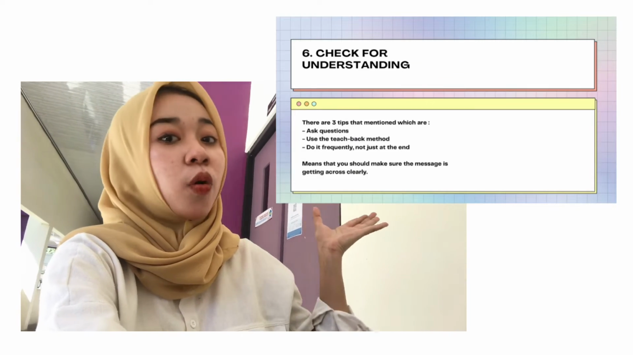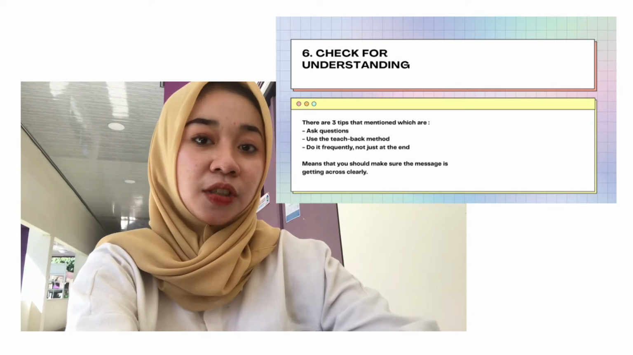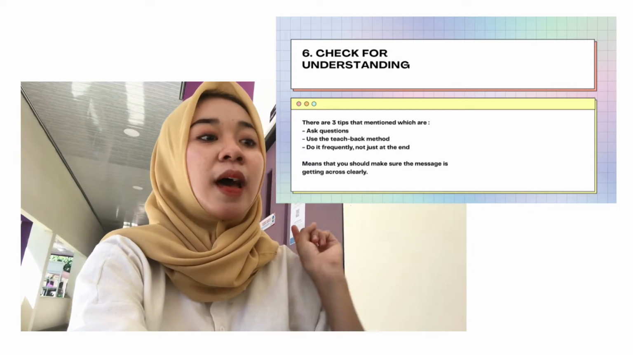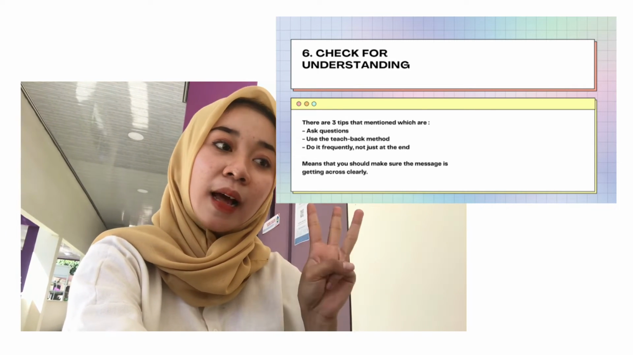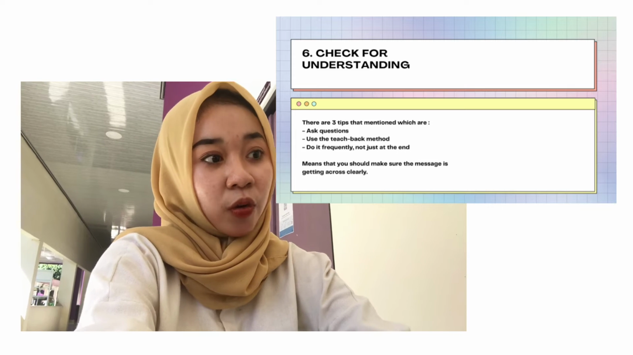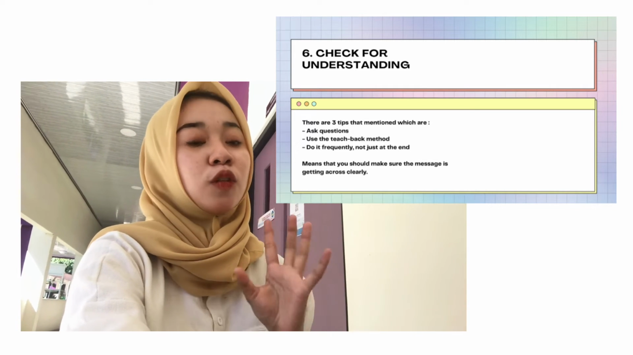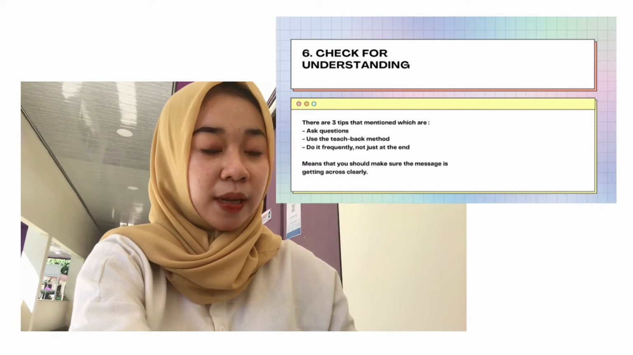And then number 6 tip is check for understanding. So there are 3 tips mentioned, which are: the first one is ask questions, and then number 2, use the teach-back method, and the last is do it frequently, not just at the end. So this means that you should make sure the message is getting across clearly.